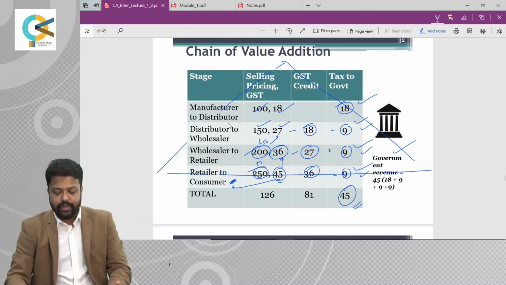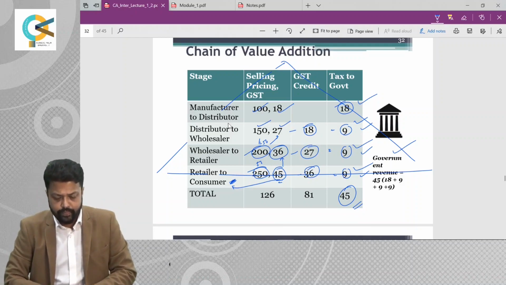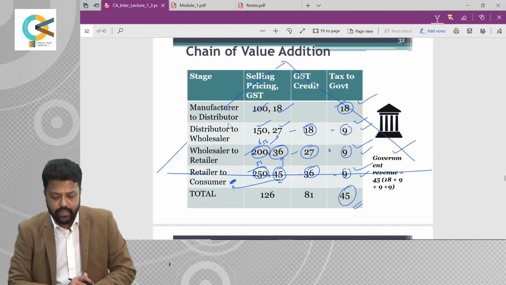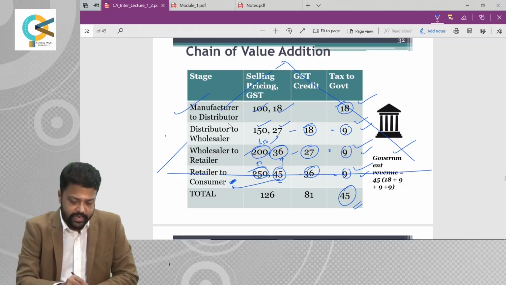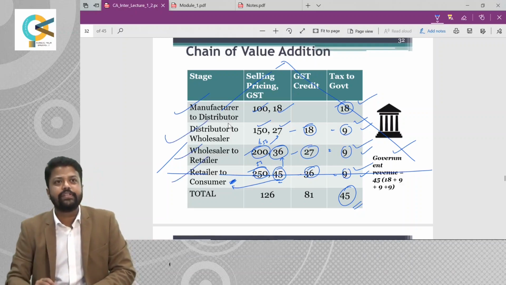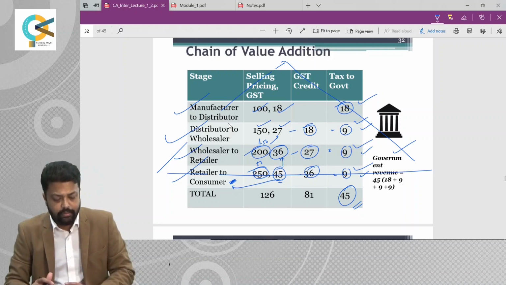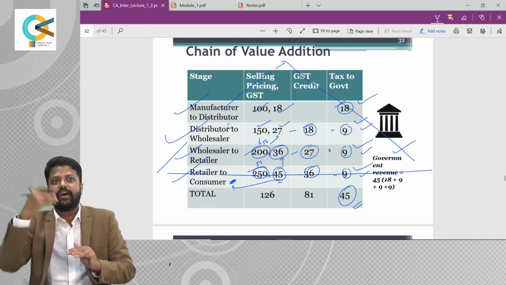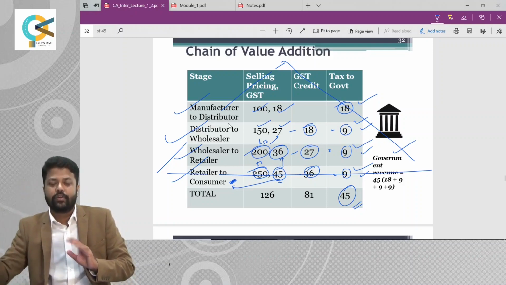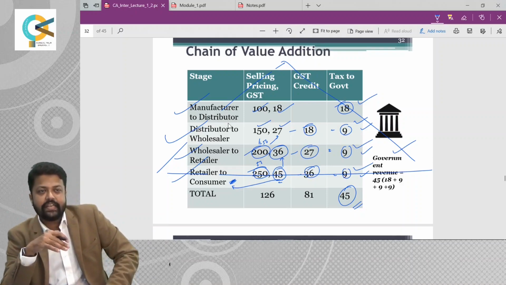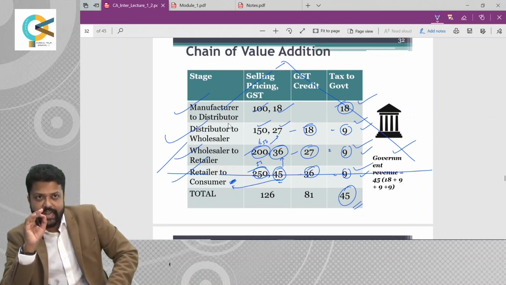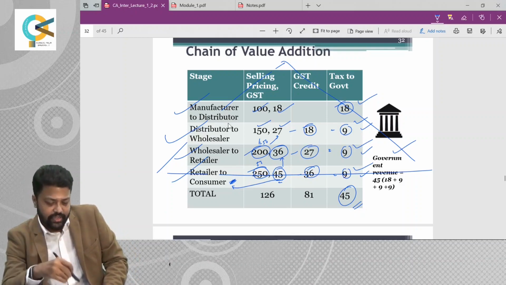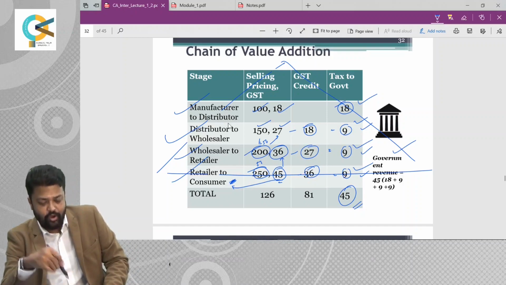Now, two questions might come. Question number 1, is there multiplication of taxes? Because the manufacturer is also charging 18%, distributor, wholesaler, retailer, everybody is charging 18%. So is there a multiplication or duplication of tax? The answer is no, because when the next person is charging, the earlier paid taxes are reduced and only the balance is paid to the government. So through this chain, it is ensured that tax is charged only on the value addition. So here 50 rupees value addition, next 50 rupees value addition, next 50 rupees value addition, and only on that the tax is charged. That is ensured.